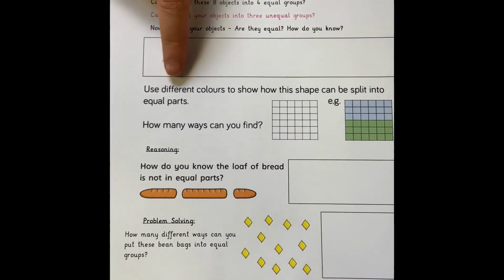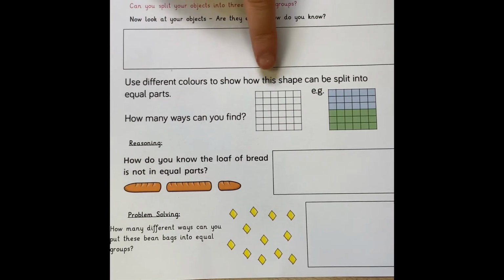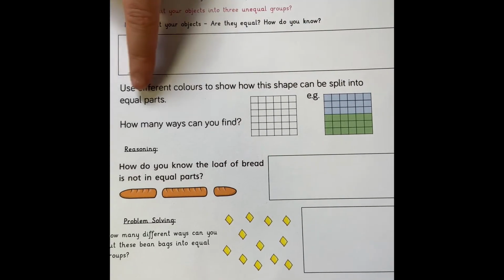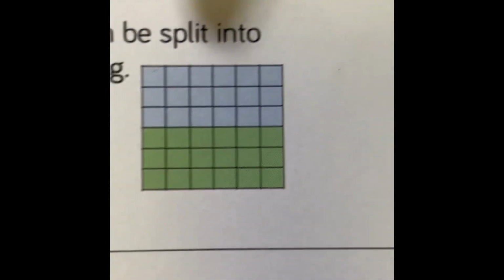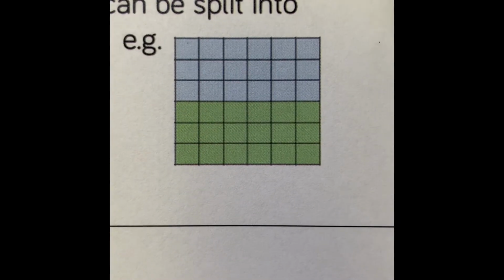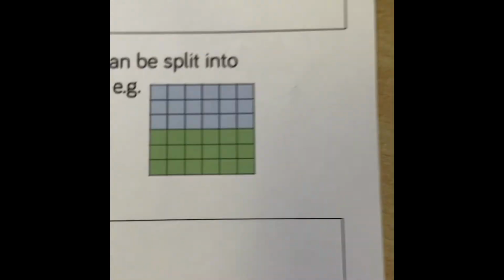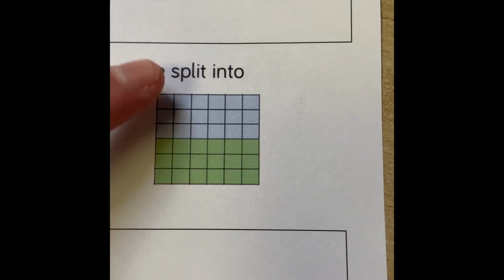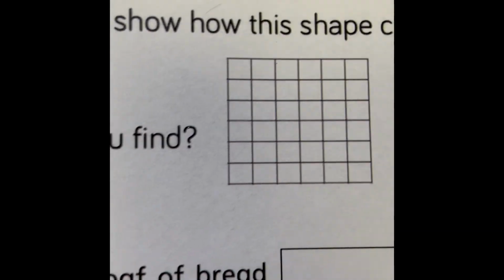Now you need to use different colours to show how this shape can be split into equal parts. The first example has been done for you. I've split this grid into 2 equal parts. You've got 1 equal part, 2 equal parts. How many ways could you do this?